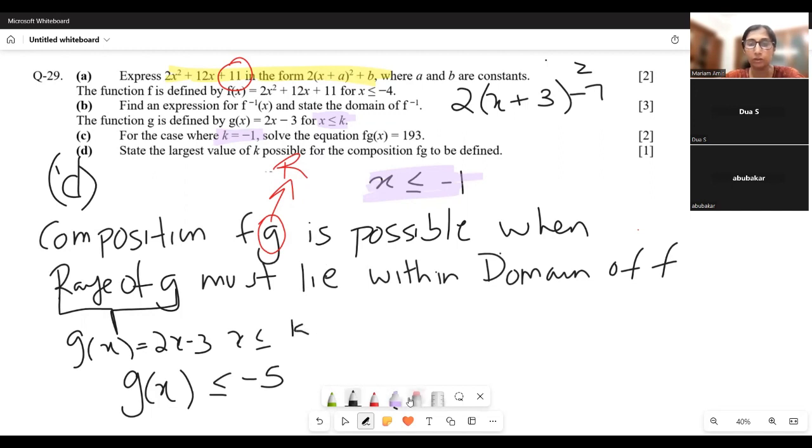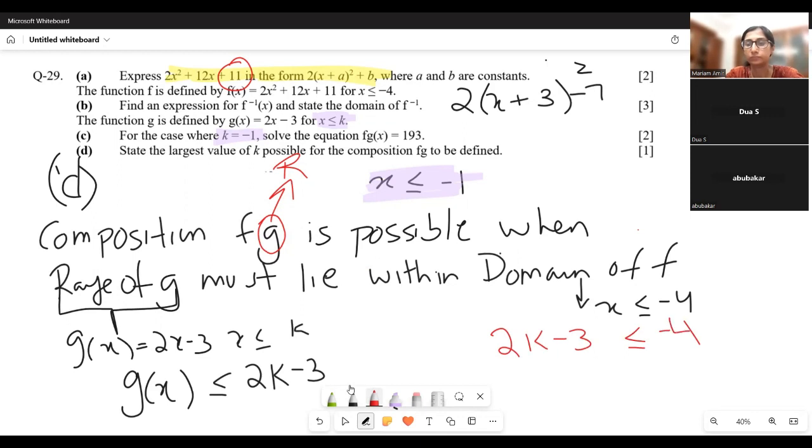So the range of g(x) is going to be less than or equal to 2k minus 3. As k gets smaller, the value of g(x) also gets smaller. Okay, and this must lie within the domain of f. What is the domain of f? x is less than or equal to -4. That means 2k minus 3 must lie within -4.